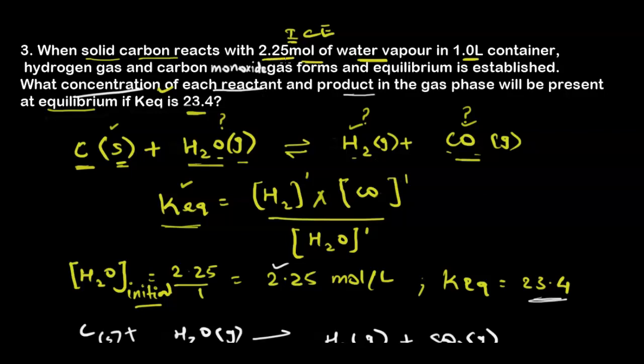What we are given here is the initial number of moles of water vapor. We can use it to calculate the initial concentration of water vapor, and that is 2.25 divided by 1, number of moles divided by volume, and the initial concentration that we get for water vapor is 2.25 moles per liter. K equilibrium is 23.4. Now whenever we are given initial concentration, we know we have to use the ice table that we learned in the previous question. How is this question different from the previous two questions is that in the previous two questions we found K equilibrium. Here K equilibrium is given to us. We need to find the concentration of the reactants and products.